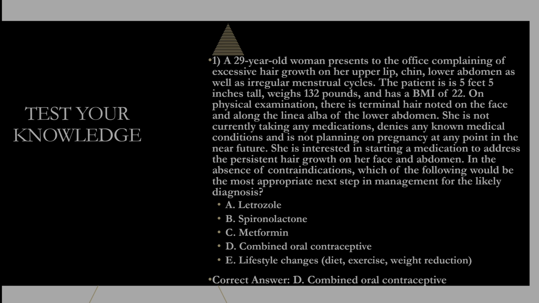So the correct answer is D, combined oral contraceptive. So why is that the correct answer? So we have a 29-year-old female presenting with hirsutism, irregular menstrual cycles. Based on the Rotterdam criteria, she has PCOS. Of course, to definitively say that, full workup to rule out your differentials would be needed, but that's not what this question is asking. It's asking, based on the likely diagnosis, which treatment are you going to recommend to improve her hyperandrogenic symptoms? So we know the medication we're going to prescribe is a COC, or combined oral contraceptive.